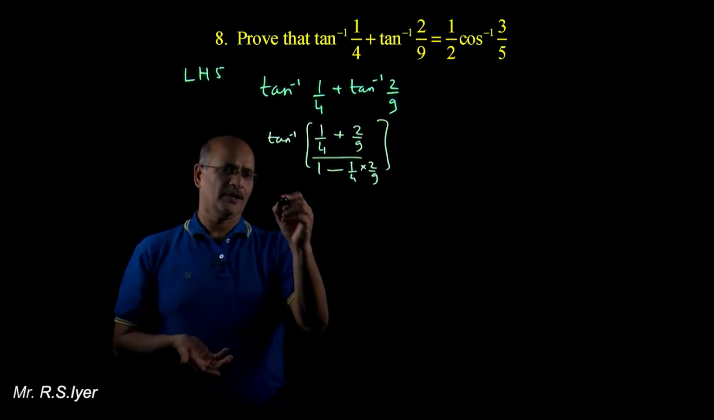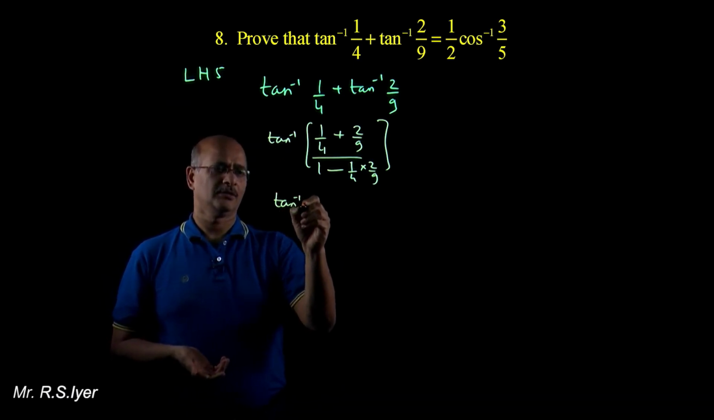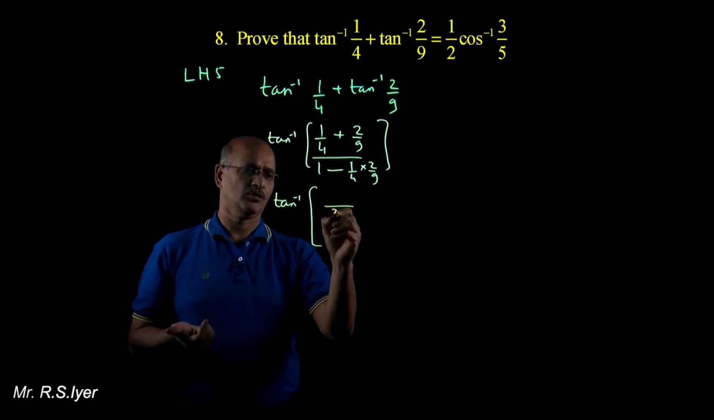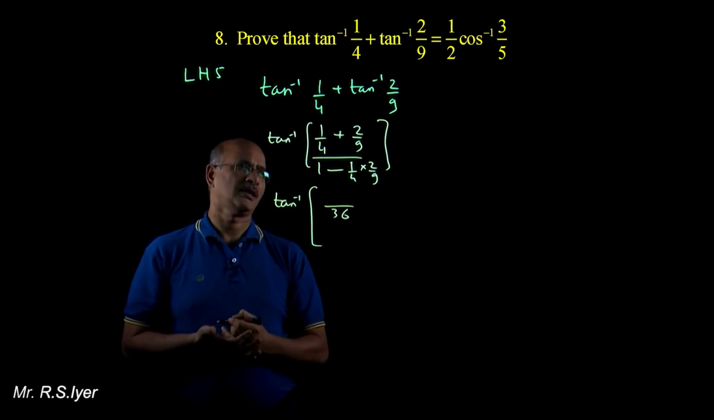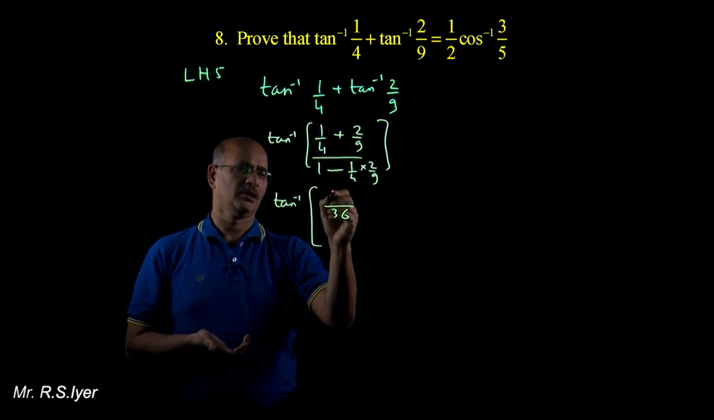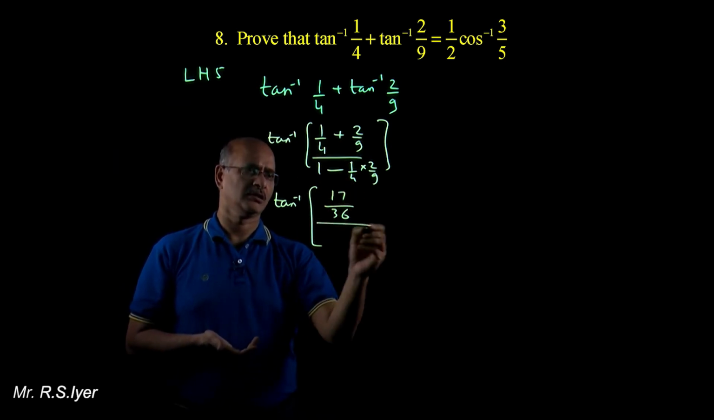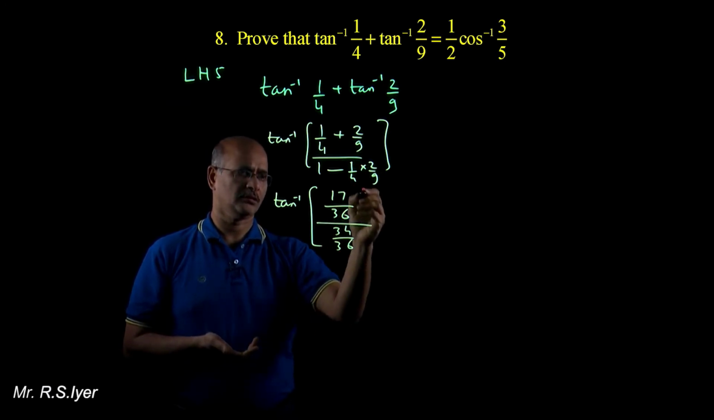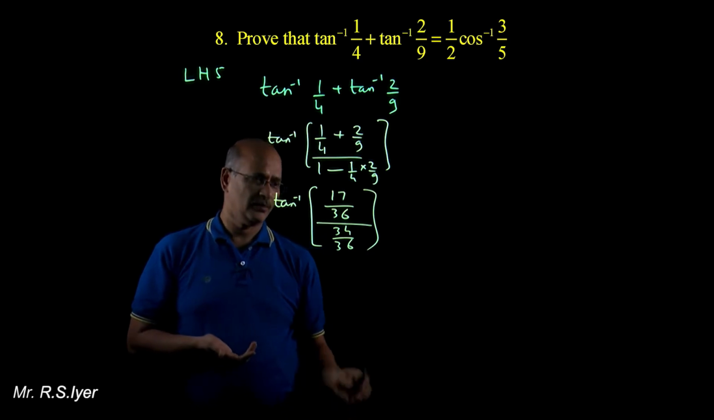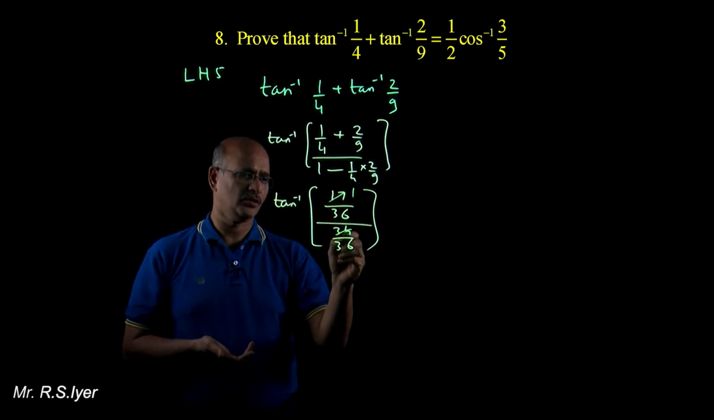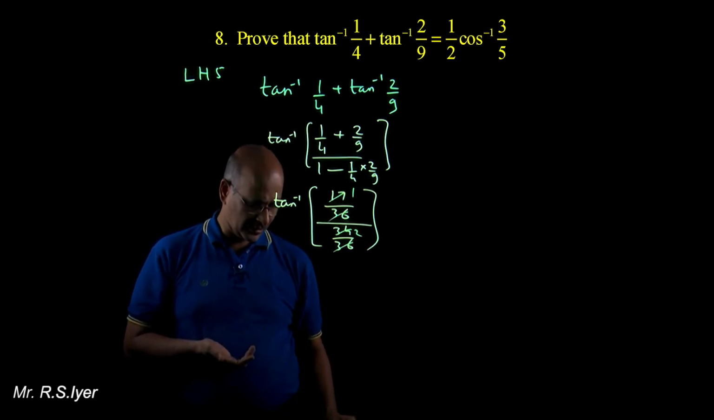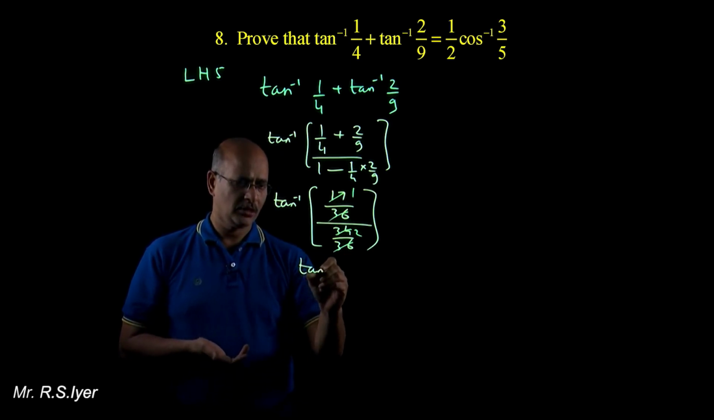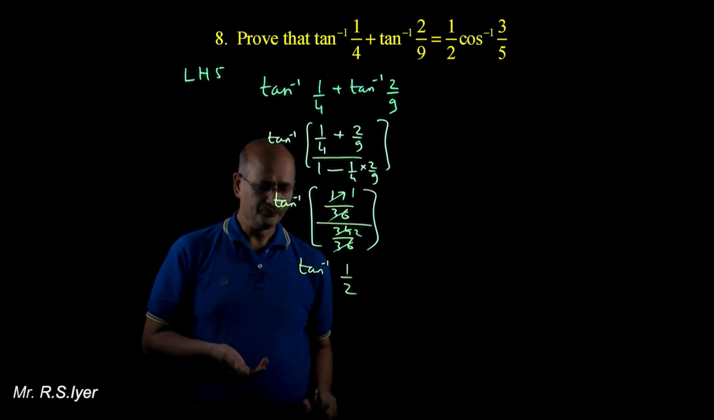Now if I find the LCM and simplify this, what will happen? This will be nothing but 36 is the LCM in the numerator. So 9 plus 4 is 8, I think 17 upon 36. This is 36 minus 2, 34 upon 36. Now if I eliminate this, 17 ones are, 17 twos are, and 36 gets cancelled. So finally the thing which is left out is tan inverse 1 by 2.